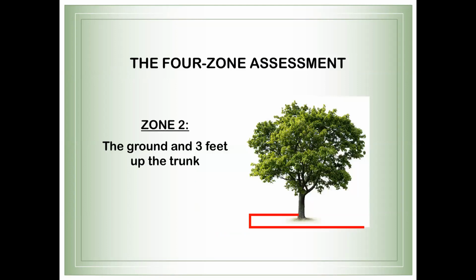Zone 2, the ground and 3 feet up the trunk. This is zone 2. So I'm going to walk towards the tree. Now, if I'm walking toward the tree, this is a safety thing. I'm going to go underneath the drip edge and to the trunk and up 3 feet on the trunk. If I see a whole bunch of dead branches laying on the ground, then I'm going to stop right there because I have just been given a clue.